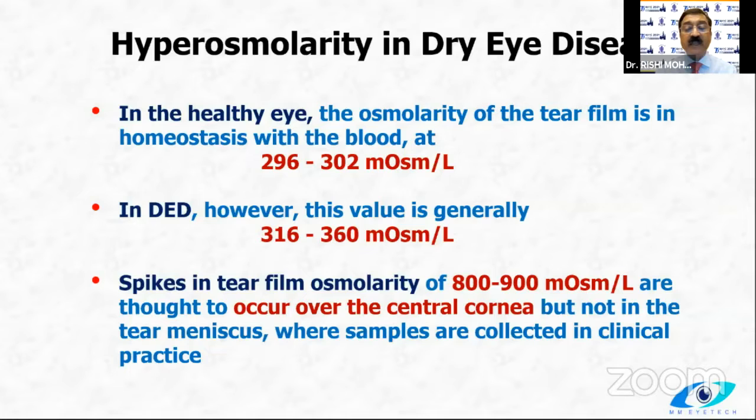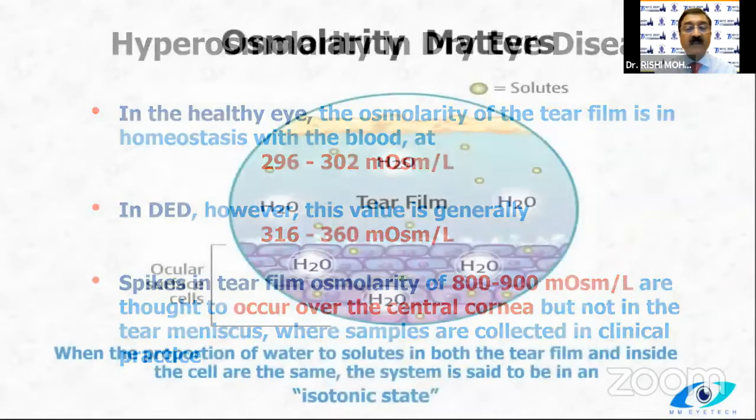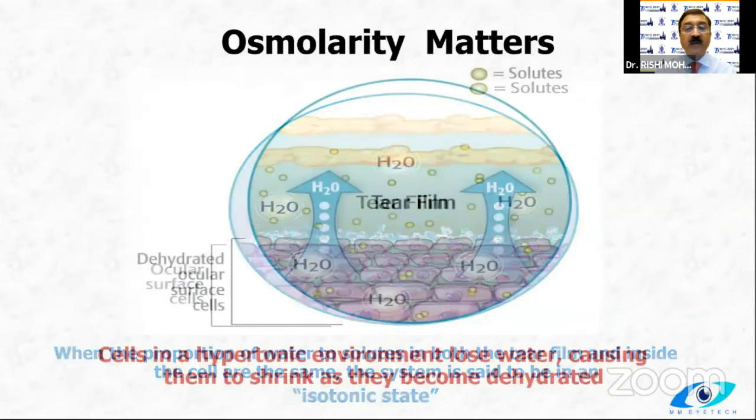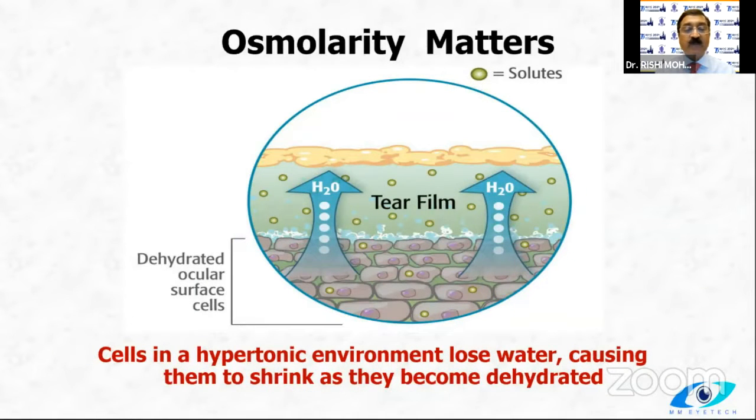It is estimated that over the central cornea, this may be much higher because there's a very, very thin tear film in that area, but that's not where the samples can be collected in clinical practice. So osmolarity is important because when the proportion of water to the solutes in both the tear film and in the cell are the same, the system is said to be in an isotonic state. But when there is evaporation and there is a hypertonic environment, the cells lose water, and this causes them to shrink as they become dehydrated.